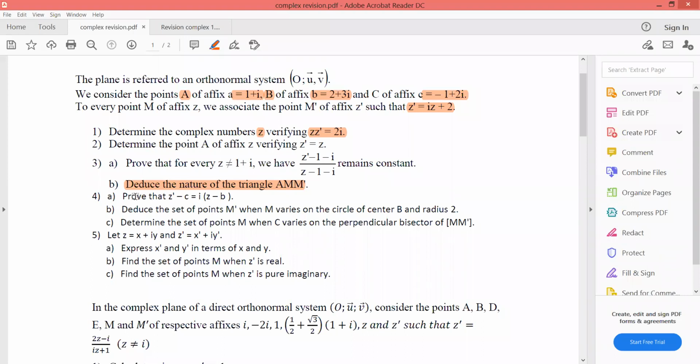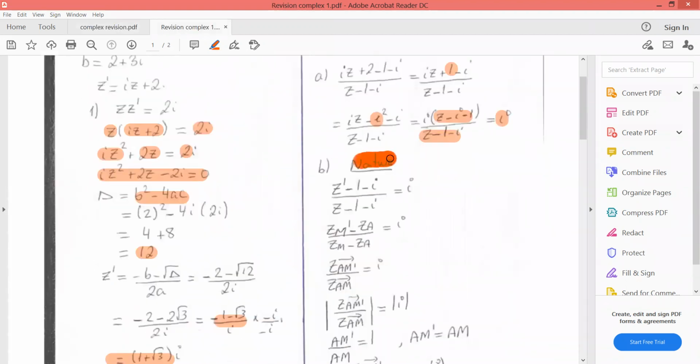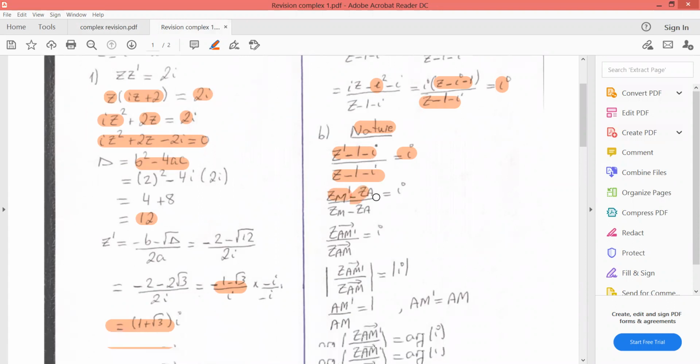Okay. Prove that z prime minus c equals i into z. Let's leave the nature and see the nature. So the nature: z prime minus 1 minus i over z minus 1 minus i equals i. So I put z m prime minus z a minus 1 minus i, over z m minus z a, equals i. So z a m prime over z a m equals i.